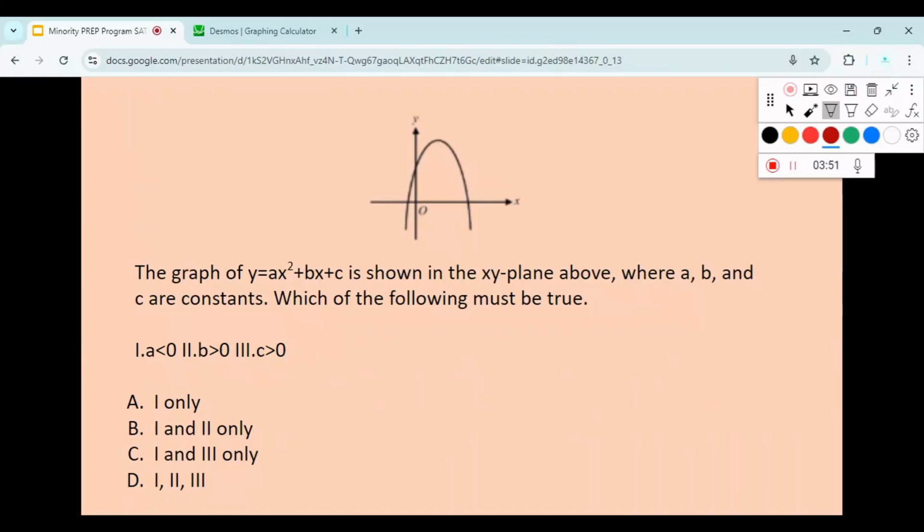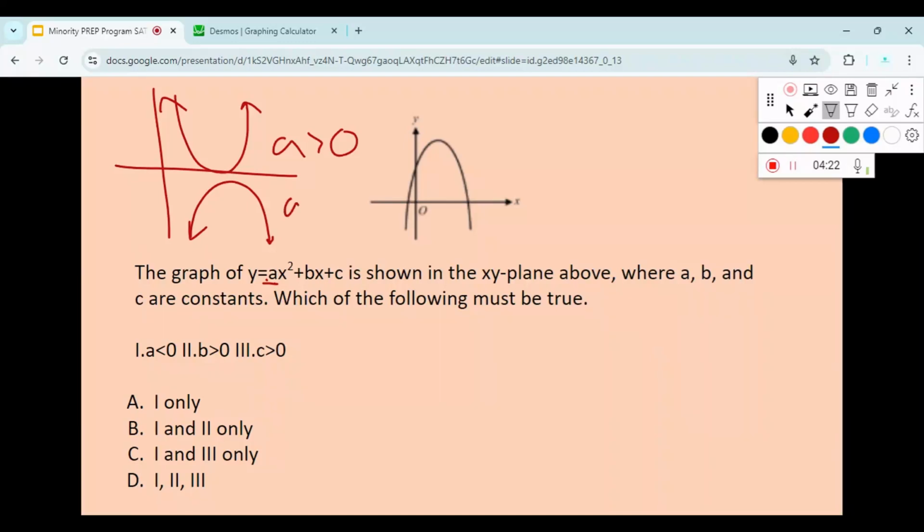Here's the next question. Although this question seems tricky, it's actually not bad if you know what a quadratic function means, or the standard form of a quadratic function. The a value of a quadratic function indicates whether the parabola is going to face upwards or downwards. When a is positive, your parabola will face upwards, and when a is negative, your parabola will face downwards. In this case, our parabola is clearly facing downwards, so a would have to be negative. So that has to be true.